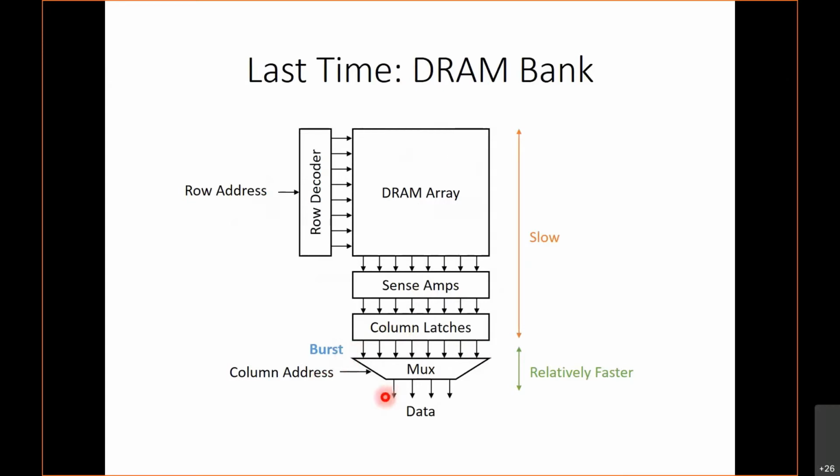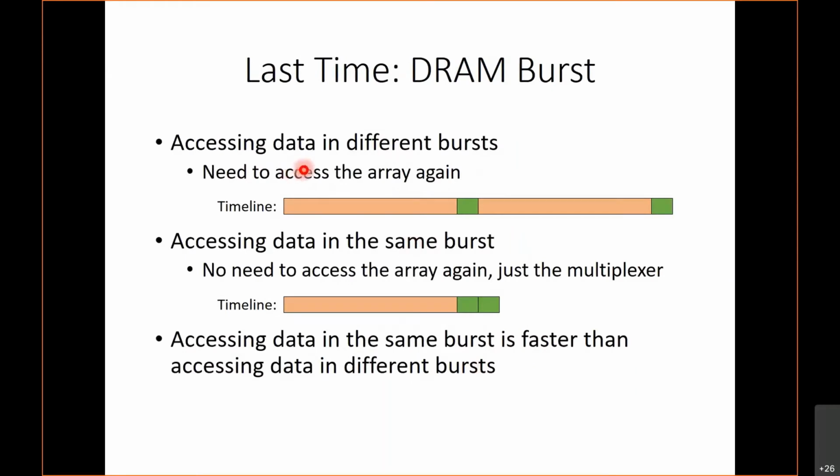And if consecutive accesses land in the same DRAM burst, then they are faster. So the timeline looks like this. If we have accesses to different DRAM bursts, then we have all this time that we have to wait to read from the DRAM array, and then we read the part of the burst that we want. And then if the next access is to a different burst, then we have to wait again until we read the DRAM array, and then we read the part of the burst that we want. However, if accesses land in the same burst, then we can simply read from the DRAM array, and then read part of the burst, and then if the next access is in the same burst, then we just read the next part of the burst, and it's much faster.